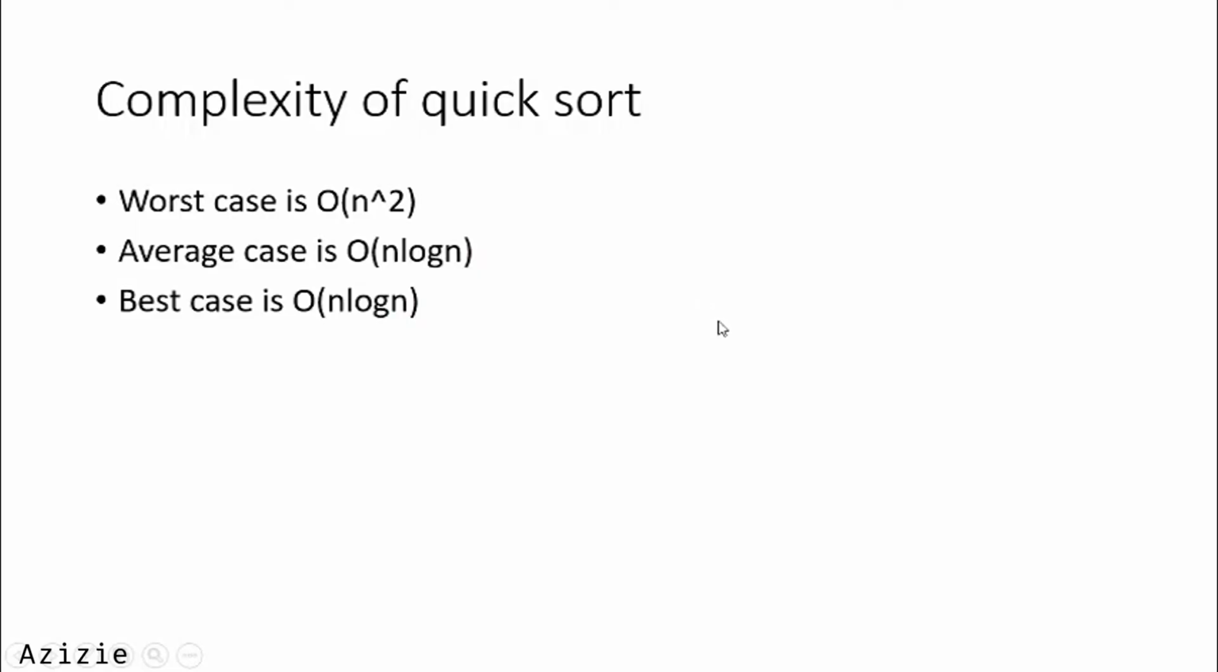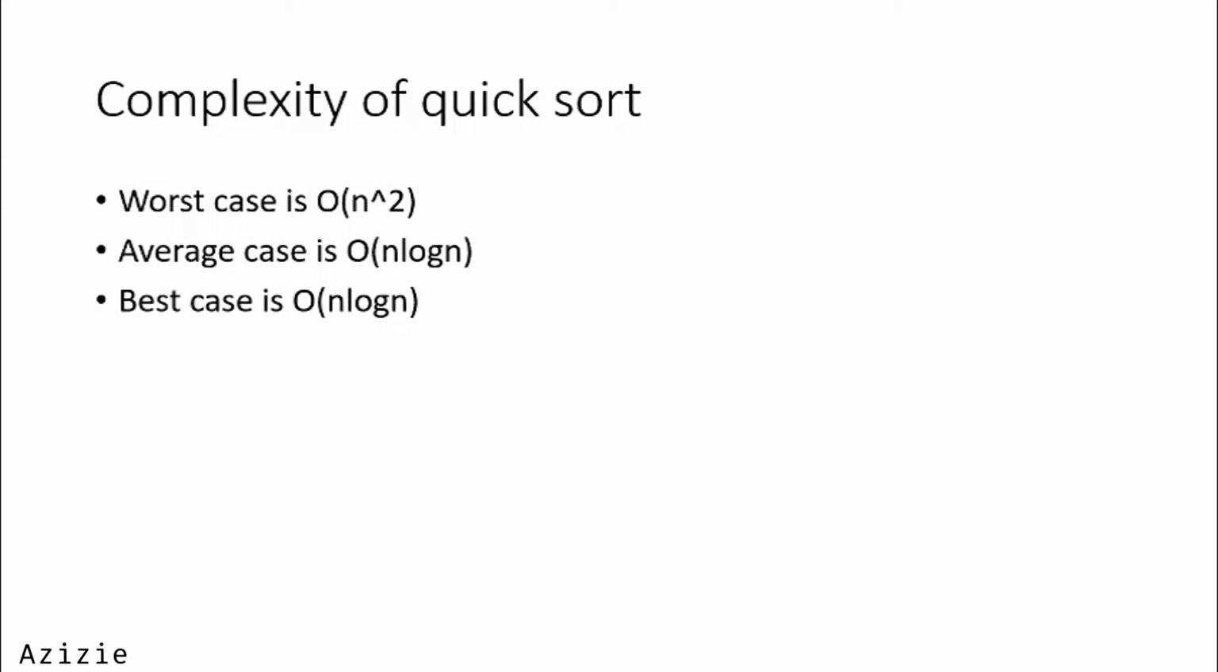Complexity of quicksort. The worst case for quicksort is O(n squared). The average case is O(n log n), and the best case is O(n log n). The worst case occurs when the partition process always picks the first or smallest element as pivot. The worst case will occur when the array is already sorted in increasing or decreasing order.